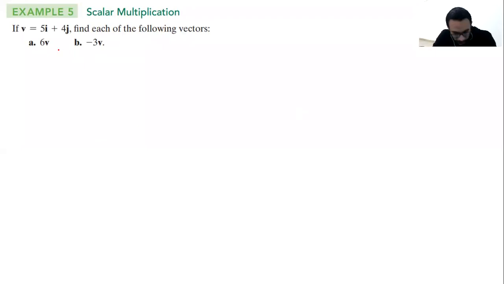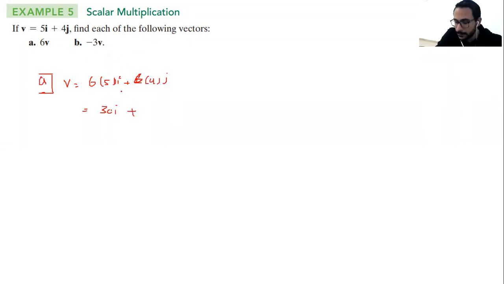Okay, the first one, how to multiply here. V equals 5i plus 4j. To solve letter A, it will be 6 multiplied by 5, which is 30i, and 6 multiplied by 4 for j, so the answer is 30i plus 24j. It's 24j. Okay, next question, letter B.